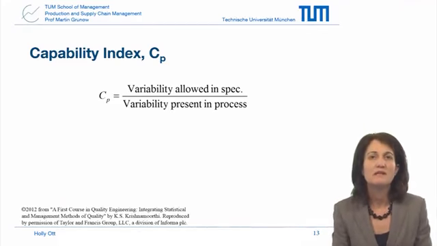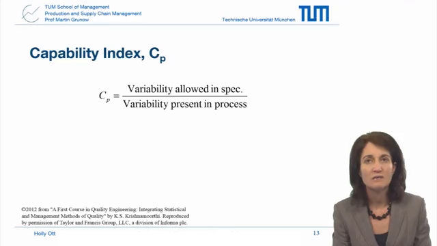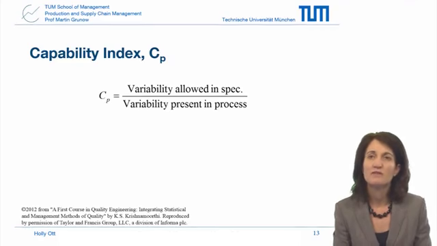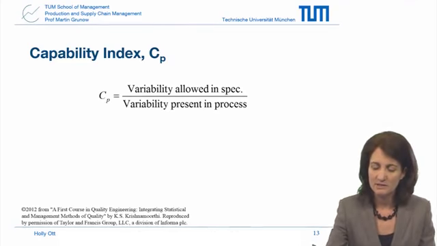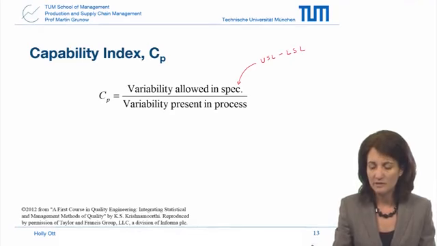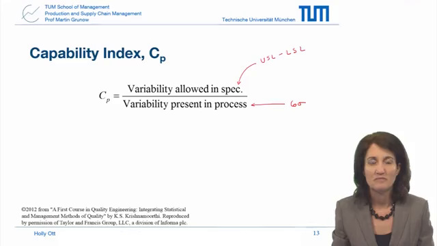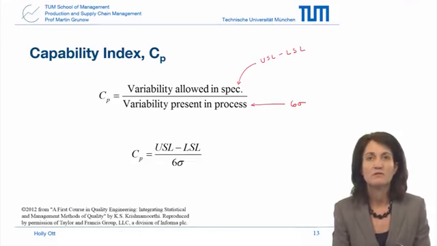So the index CP, the capability index, is defined as the variability allowed in the specification divided by the variability present in the process. The variability allowed in the specification, well, we have the upper spec limit minus the lower spec limit. The variability present in the process, we just went through, is 6 sigma. So CP is equal to the upper spec limit minus the lower spec limit over 6 sigma.